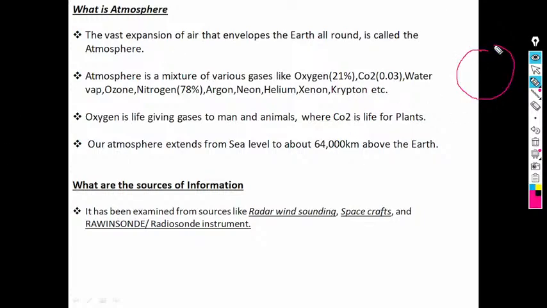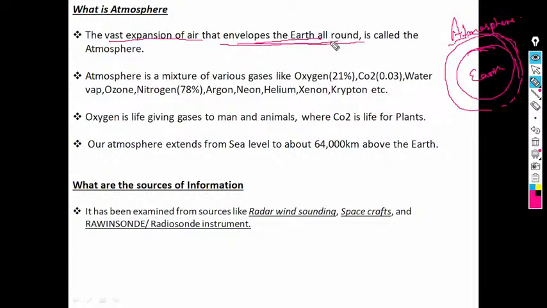So if I draw a map here, this is our earth, and our earth is surrounded by a vast expansion of air, which is known as our atmosphere. The vast expansion of air that envelops the earth all round is called atmosphere. That means our earth is surrounded by an expansion of gaseous substance.